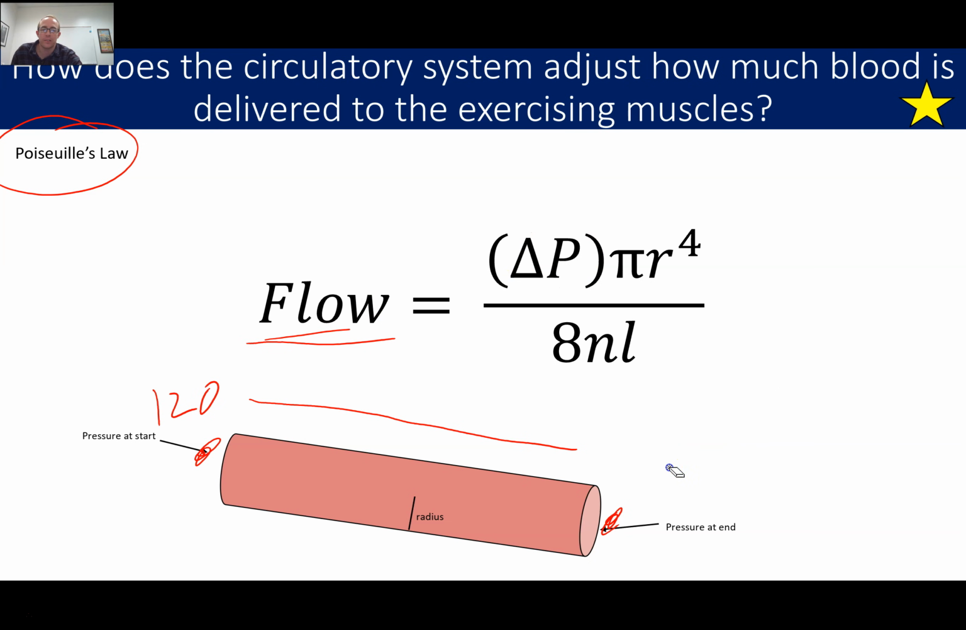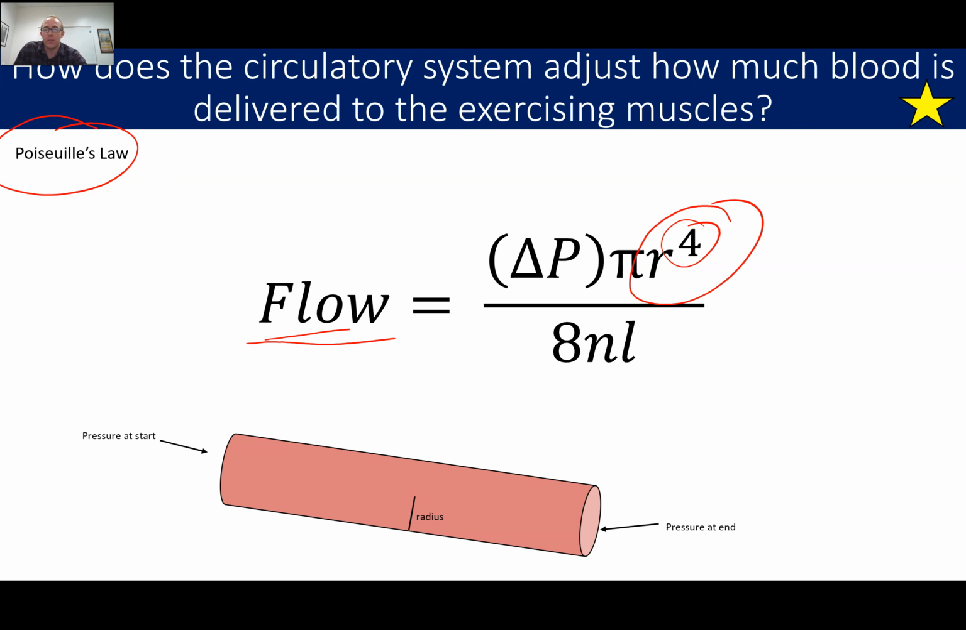That's one major factor. Now, another thing going on, you have pi, which is just going to act as a constant. But then the major factor in dictating flow is radius, the radius of the tube. And notice that it's to the 4th power. So what that means is that a very small change in radius will give you a huge change in blood flow.